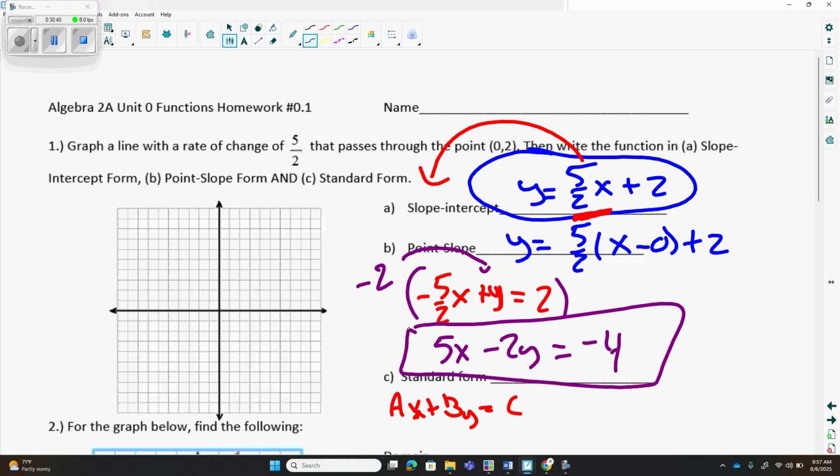(0, 2) is mine. It's my y-intercept. It should be here. All right. And then my slope. Then I'm going to go down 5, 1, 2, 3, 4, 5 over 2, and it's right here. Then I'm going to go up, right, and then slide.